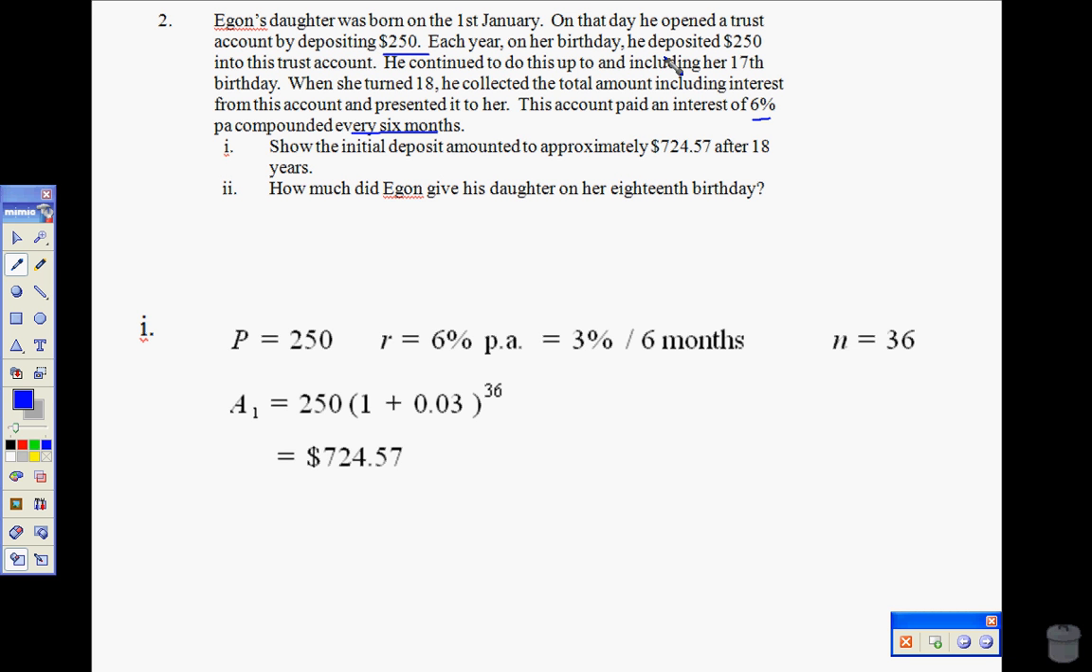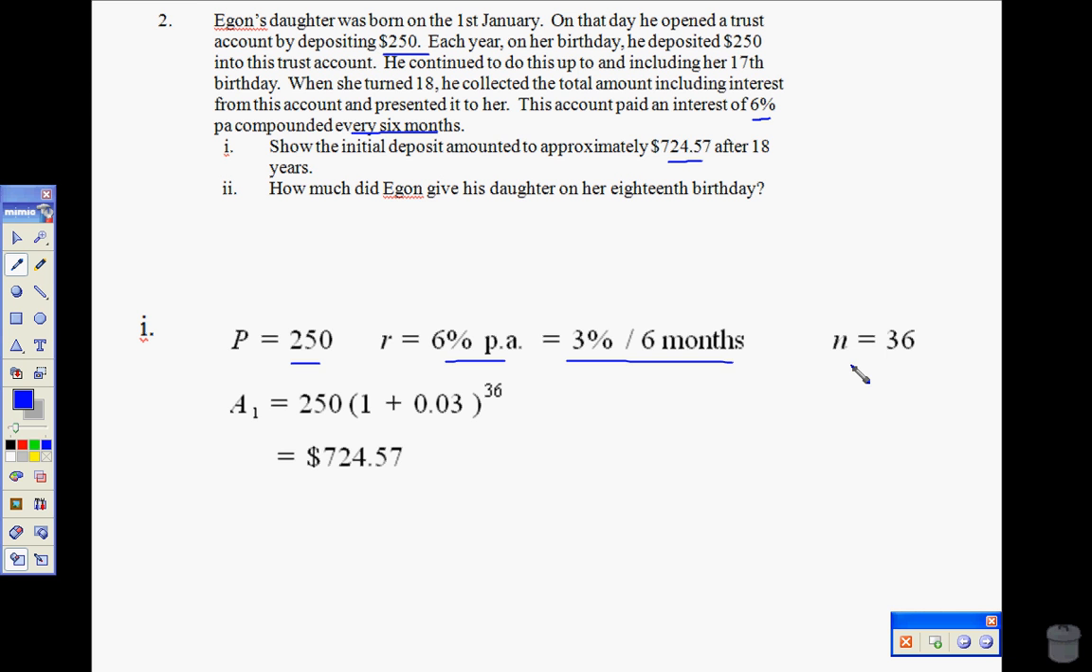This one's not. So the first deposit of 250, after 18 years, it should be worth $724.57. Let's have a look. Why is that the case? Our principal is always 250. Our rate of interest is 6% per annum, which is 3% per half year.